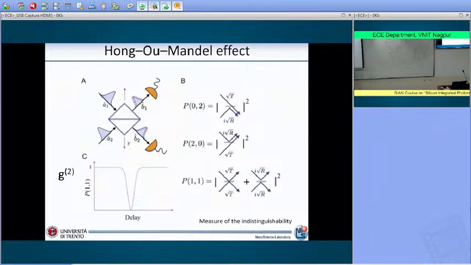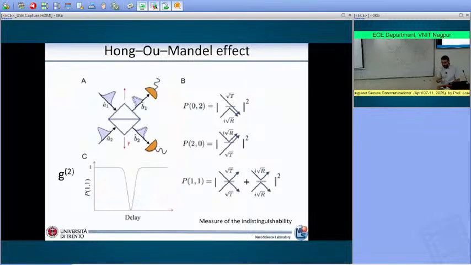Okay? So, if the delay between the two photons is larger than 1, then the probability that this click and that other click happen at the same time is equal to 1. If the delay between the two photons is equal to 0, I cannot distinguish between the two photons, and therefore this probability is going to 0. And so, the probability to get both detectors clicking at the same time is going to 0. So this Hong-Ou-Mandel effect is a measure of the degree of indistinguishability of the photons.